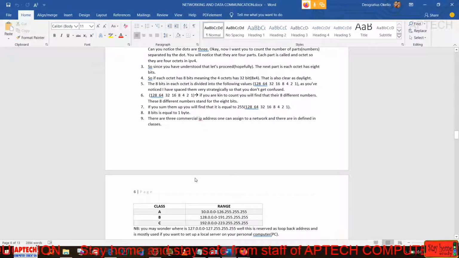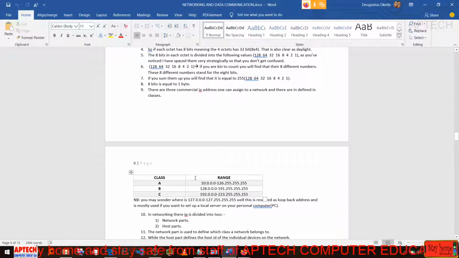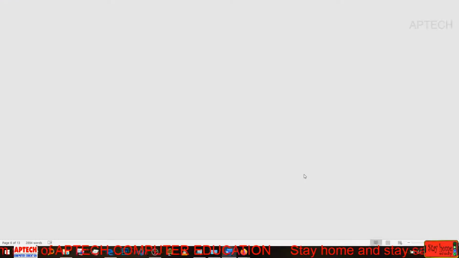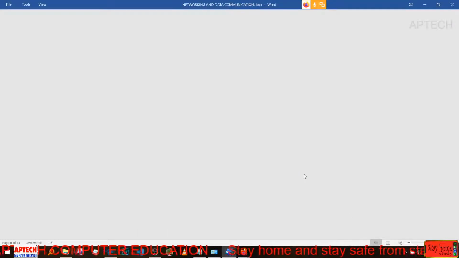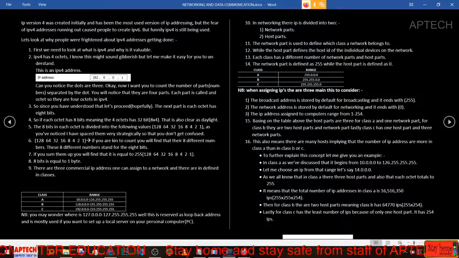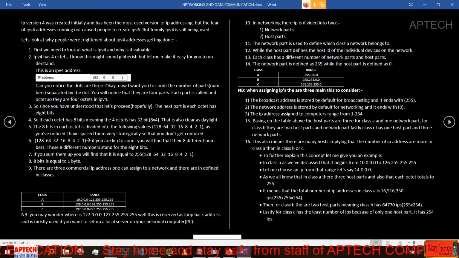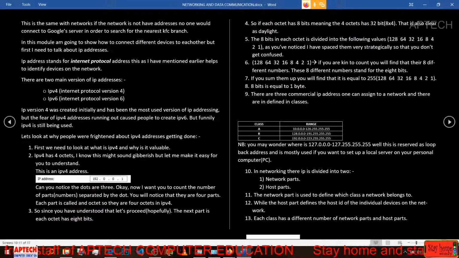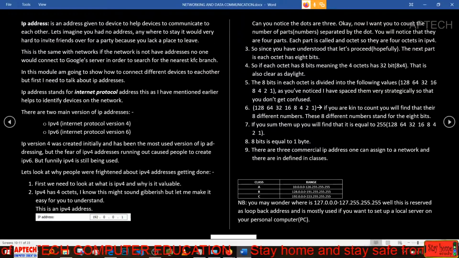So you said 8 bits is equal to 1 byte. Yes. Let me make this more presentable for you to see very well. I'm sure you're seeing it's tiny, isn't it? What about here? Mm, okay.